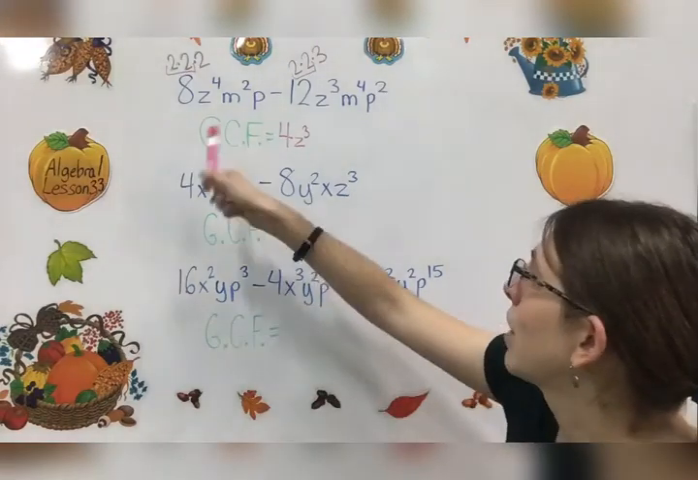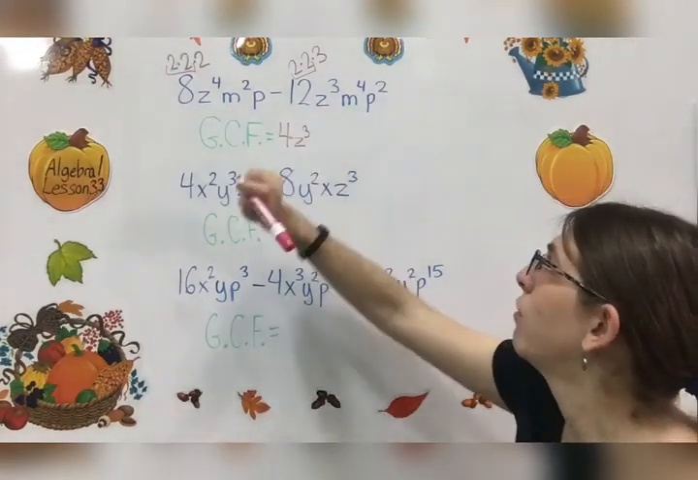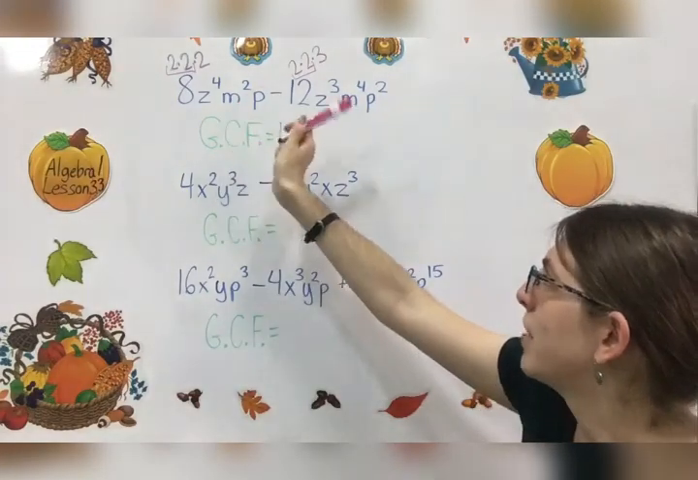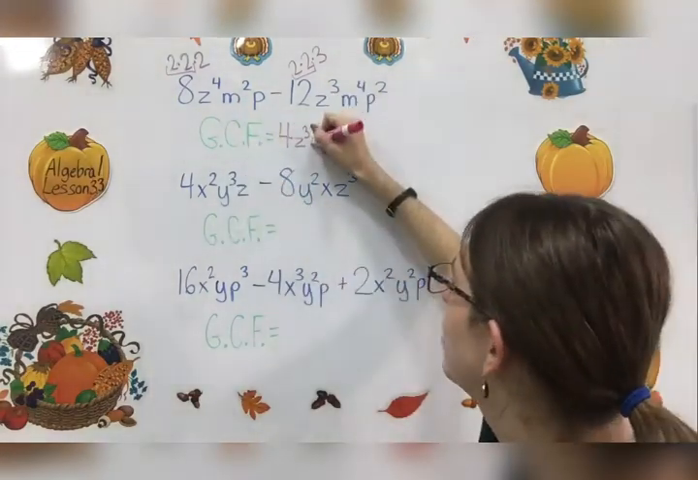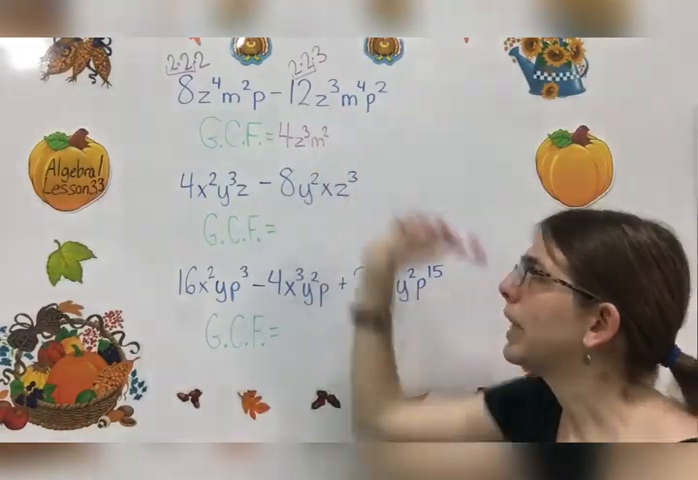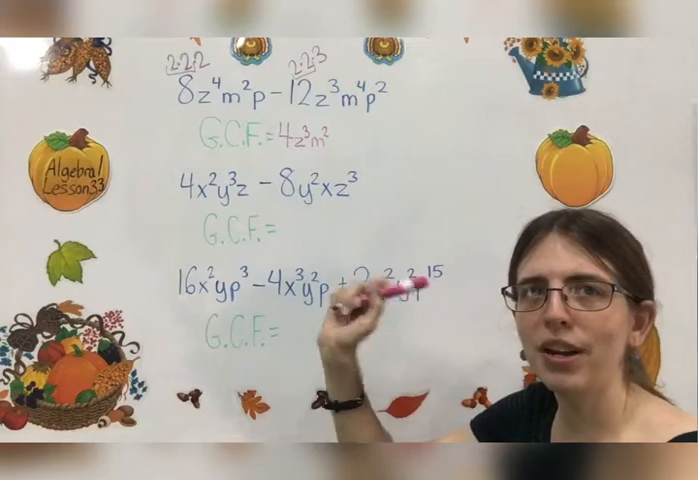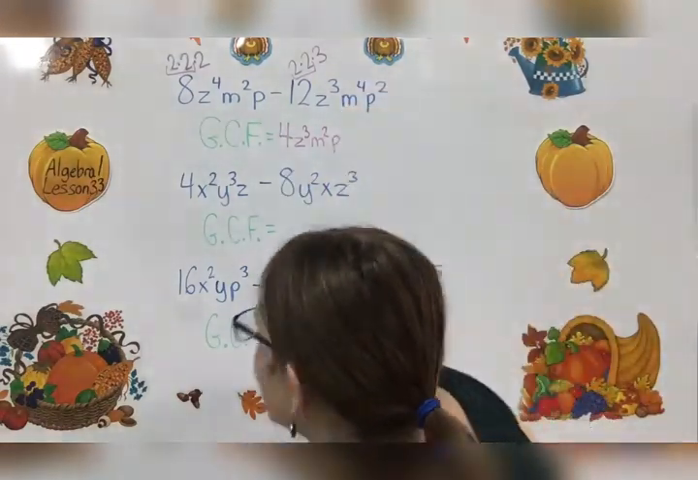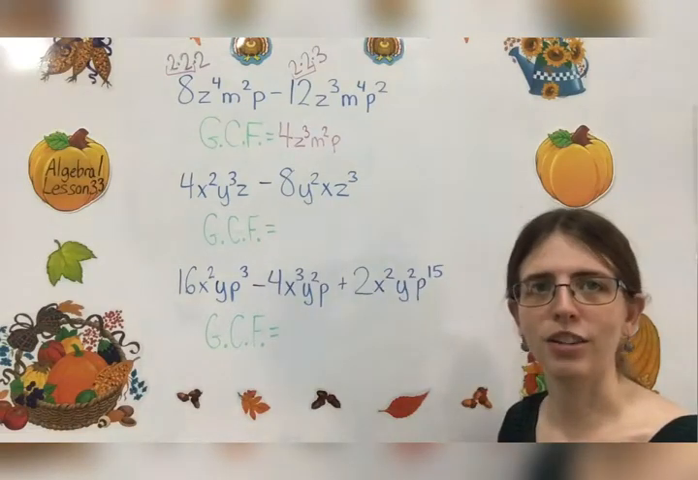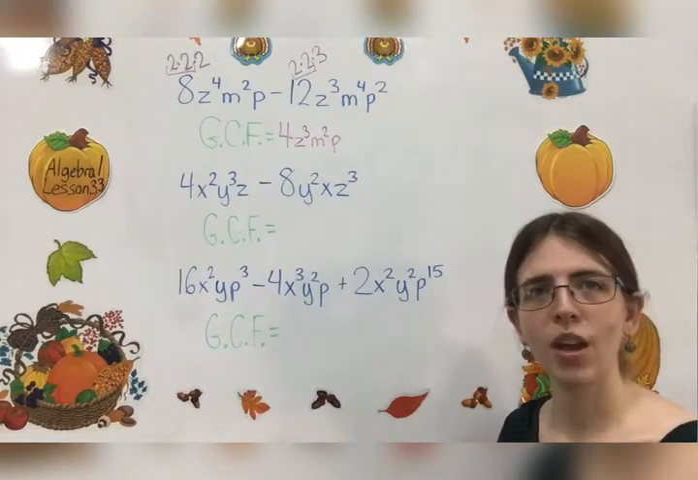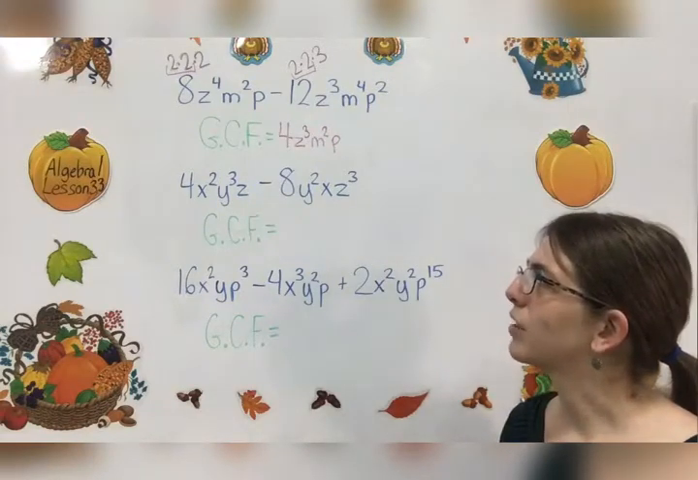So what do I mean by that? M2, M4. Which variable has the smaller exponent? M2. Since M is in both terms, that means M2 is in the greatest common factor. P, P2. Which one has the smallest exponent? P. Since P is in both of my terms, then yes, it can be part of my greatest common factor. So that would be 4Z3M2P. All right, let's do the next one.